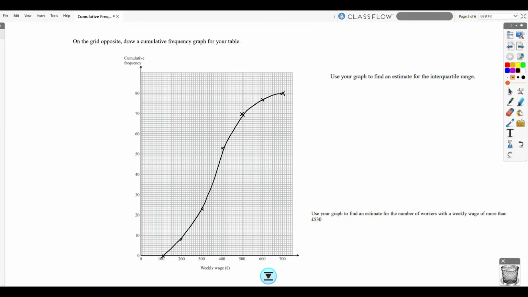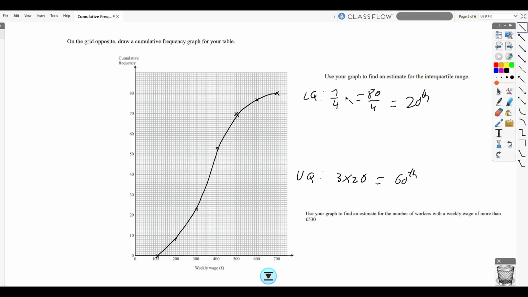This time we're finding an estimate for the interquartile range. So we need the upper and lower quartiles. Similar to the median, you don't have to add 1 to the formula. So the lower quartile formula is just n over 4. Once again, we have a total of 80. 80 over 4, so we're looking for the 20th person. And then for the upper quartile, it's 3 lots of this. 3 times 20, so we're looking for the 60th person. We're going to use our CF diagram to do that.